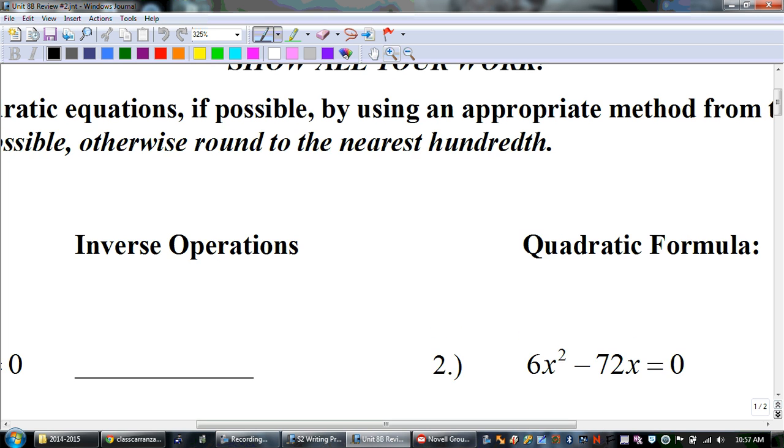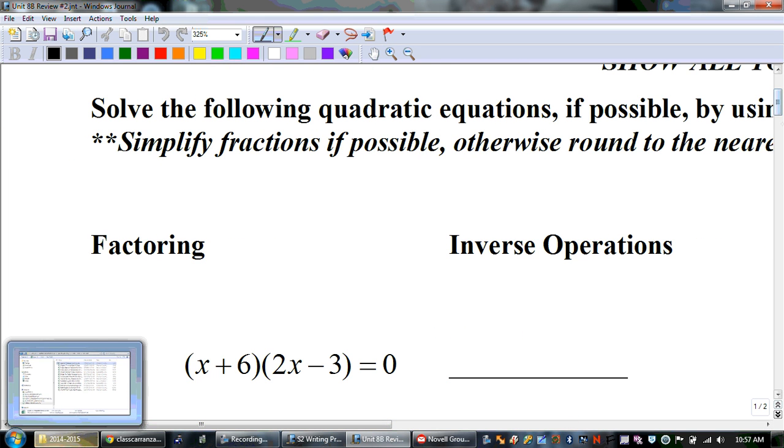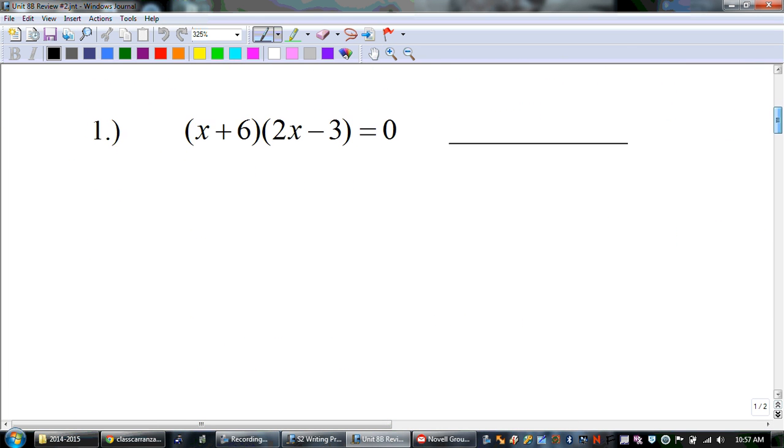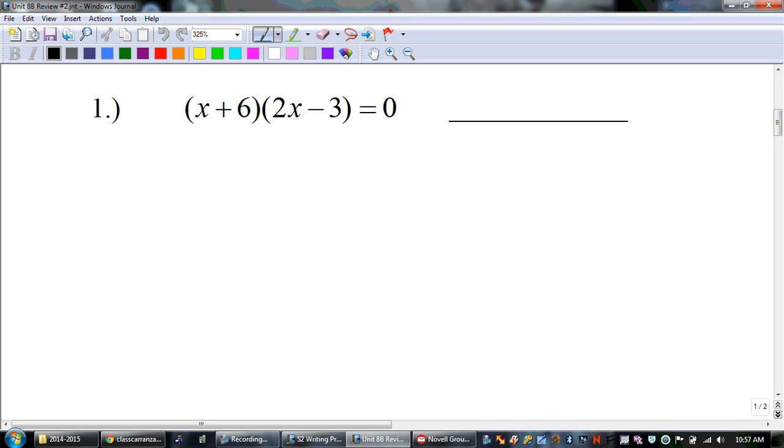Starting with number 1, what do we have to do? Well, the nice thing is this is technically already factored, okay? So anything that has an x or a variable, we set equal to 0. So we would set x plus 6 equal to 0, and then 2x minus 3 equal to 0.